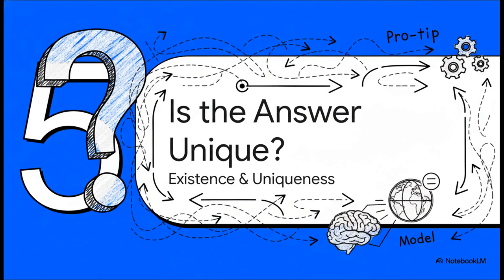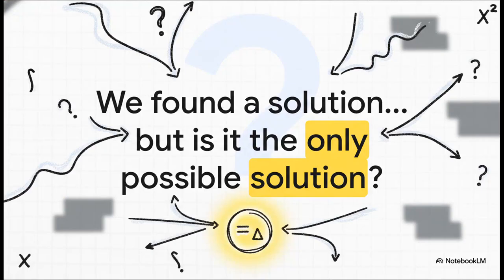Okay, but there is one last really important question we have to ask. We've found a solution, but how do we know for sure that it's the only solution? I mean, think about it. If there were a bunch of different possible futures that could all come from the same starting point, our model wouldn't be very useful for making predictions, would it? We need to know if our answer is the answer.